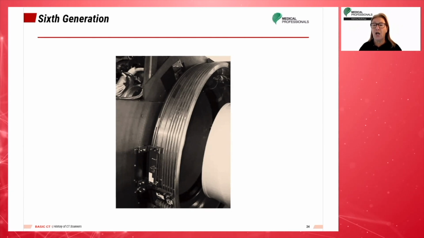CT slip ring technology was introduced to enable helical or continuous rotating scanning. Prior to the introduction of slip rings, only axial scanning was possible, which needed to stop in reverse direction of rotation after no more than 700 degrees due to the finite length of the attached cables. Slip ring technology eliminated the need for cables and enabled the continuous rotation of the gantry components.